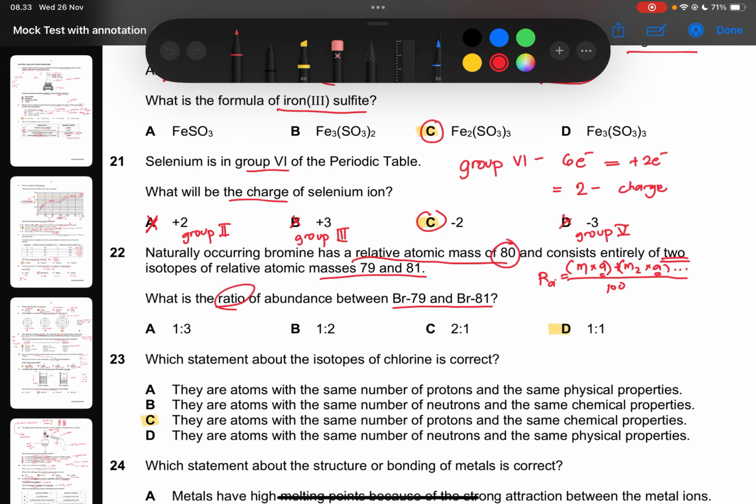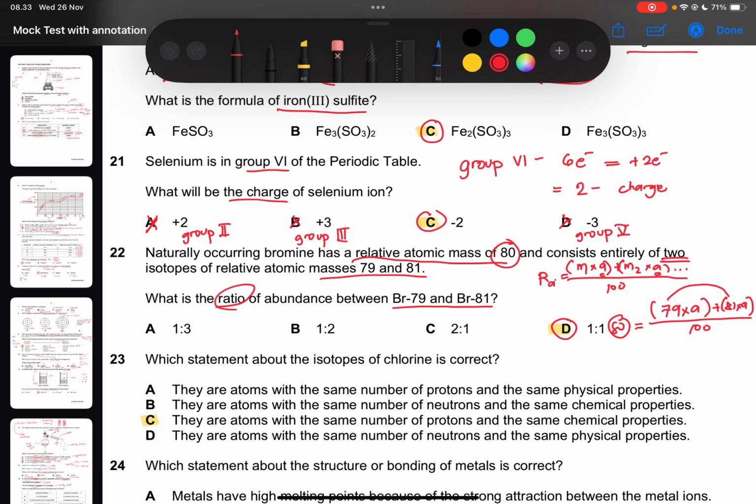Now, another shorter way of doing this: 79 multiplied by the abundance plus 81 multiplied by another abundance, divided by 100, the answer should be 80. So you can see here that 79 and 81, if you add them and divide by 2, you will get the average of 80. So it means that the abundance between them is 50-50, or we have a 1:1 abundance.